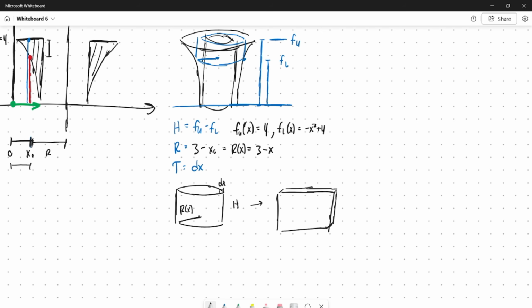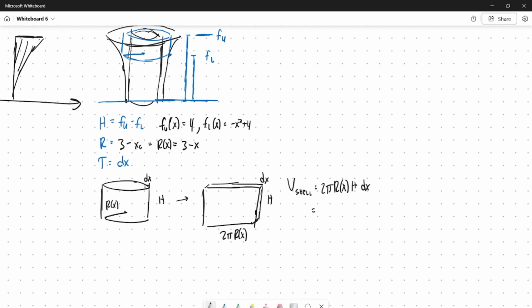Same principle. It still has a thickness of dx, has now a width of 2 pi multiplied by the radius function, and still has a height of h. The small volume of this shell would be equal to length times width times height, which is just 2 pi r of x multiplied by h multiplied by dx.